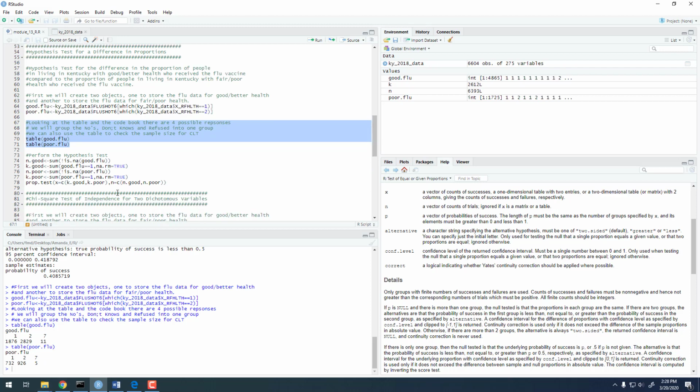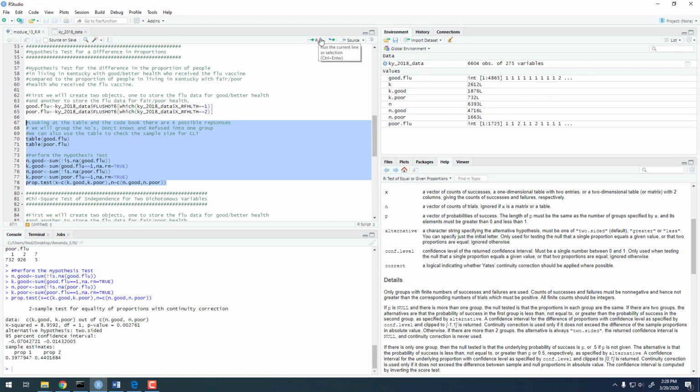All right, so now to perform the hypothesis test, again, we're pretty much going to do the exact same thing that we did for the confidence intervals. I'm going to find the number of successes in the good group, or the number of yeses in the good group compared to everyone else in that group. And same thing for the fair poor health group. And again, I'm going to use the prop test. So running this, again, this code looks almost exactly the same as what we saw for the confidence intervals. It's just now in the output, instead of using the confidence interval portion, we're going to use the hypothesis test portion, which is given right here.